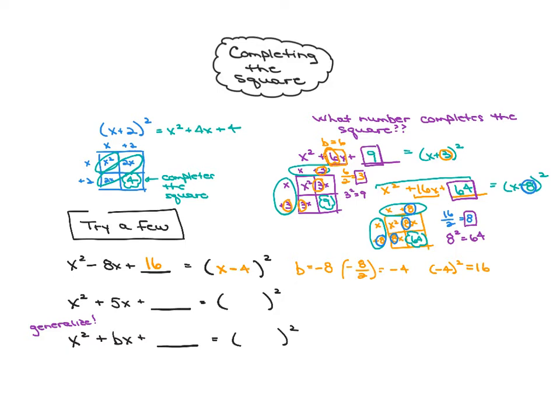And let's look at the second one. b is equal to 5. So my first task is to take 5 and divide it by half. I'm just going to keep that as a fraction, 5 halves.